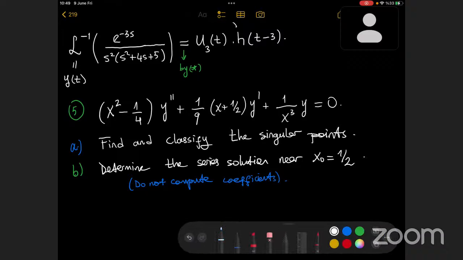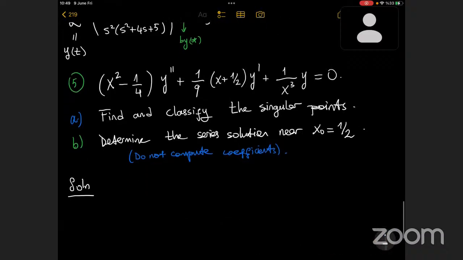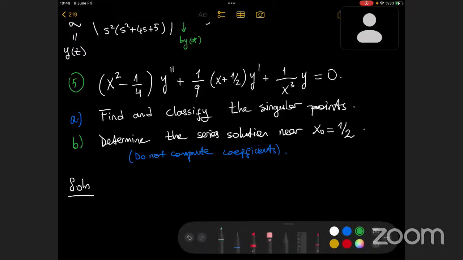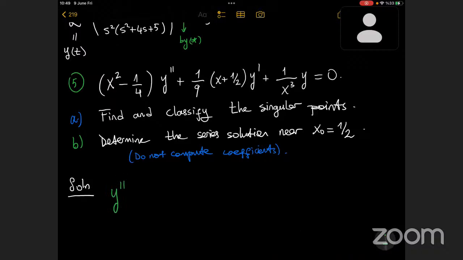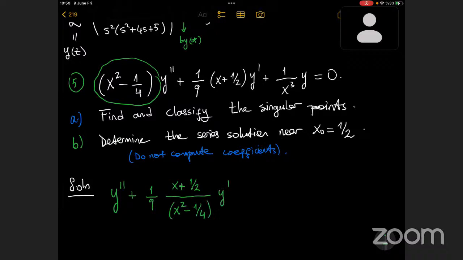Solution. First, let's find the singular points. To find them, we can put this equation in a nicer form. Let's rewrite the equation in this form: y'' plus... What I do is I divide everything by the coefficient of y''. So y'' + (1/9 x + 1/2)/(x² − 1/4) y' + (1/x³)/(x² − 1/4) y = 0.